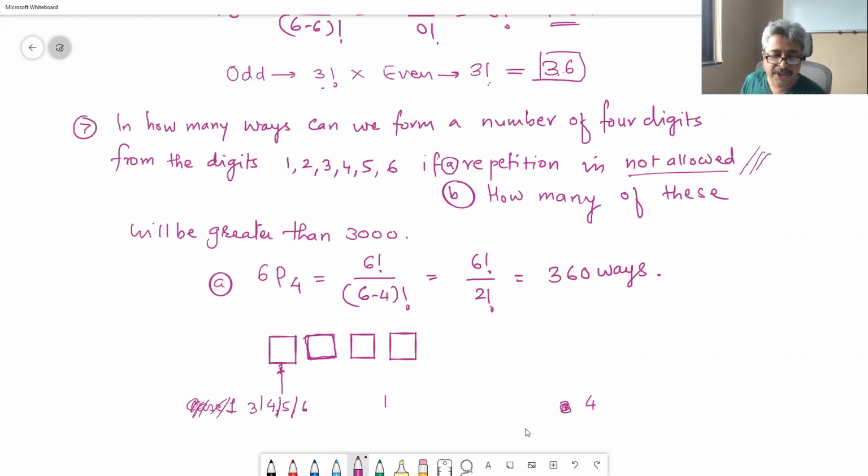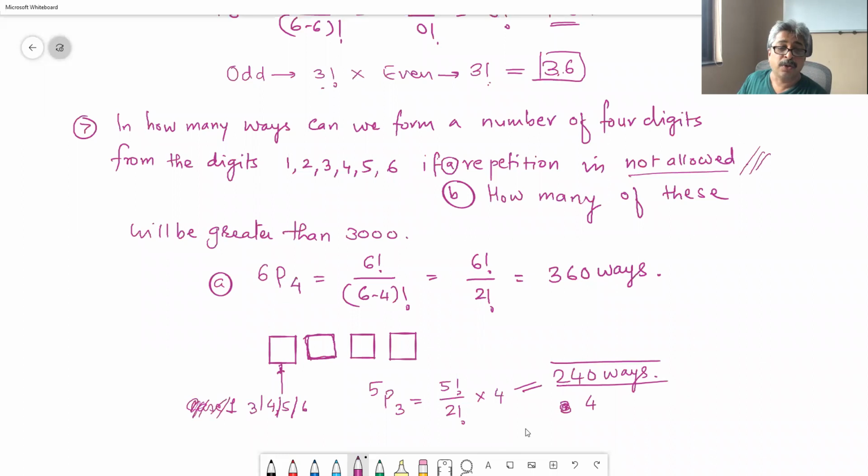There are 5 digits available now and there are 3 places to fill, which is equal to 5 factorial upon 2 factorial, and then multiplied by 4. This should be equal to 240 ways.